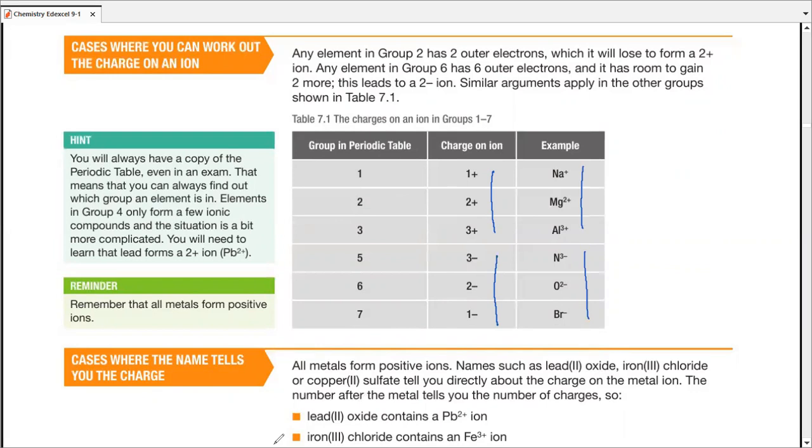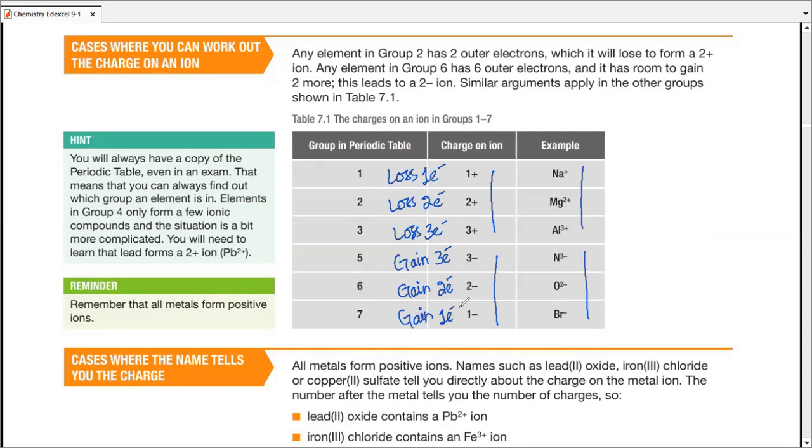No, I didn't understand. Okay. All the elements in group 1 are going to have a plus 1 charge, meaning they're always going to lose 1 electron. Elements in group 2 are always going to lose 2 electrons, so always a plus 2 charge. Group 3, plus 3, means loss of 3 electrons. Group 5 gains 3 electrons, so every time minus 3. Group 6 gains 2 electrons, so every time minus 2, and then group 7 gains 1 electron, so minus 1.